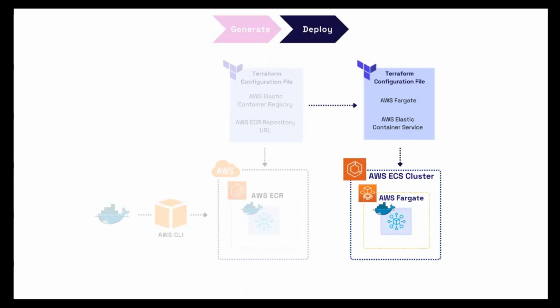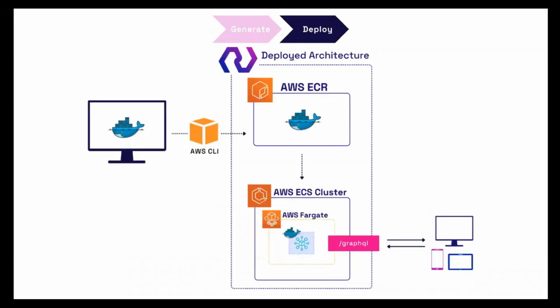Additionally, Nexus handles the setup of related infrastructure components such as virtual private cloud, subnets, internet gateway, security group, router, and routing table. Here is the user's high-level AWS architecture after deployment is complete.